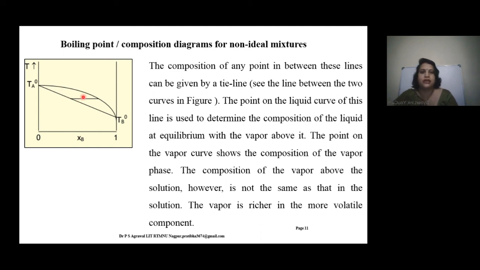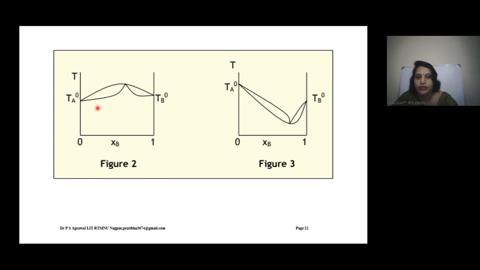This simply means that the mole fraction of the more volatile component in the vapor, that is Ya, is what we look at. Remember, we are using mole fraction Ya, Yb for the vapor phase. The mole fraction of the more volatile component in the vapor, Ya, is always higher than Xa. So this phenomenon we have to take into consideration while studying the distillation process.